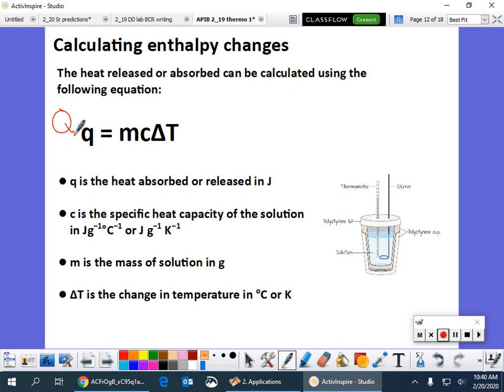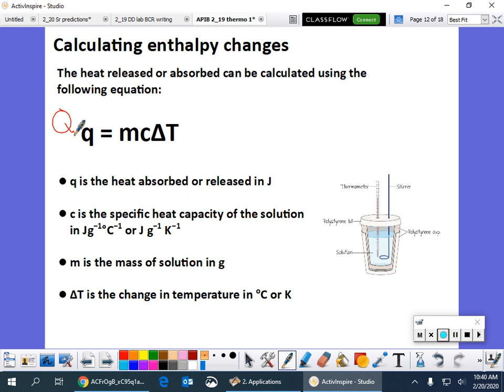So a lot of times these reactions are going to be happening in solution, and the mass is going to be how much of the solution do we have. If we have less solution, it's going to take less energy to change the temperature. Okay? If we want to heat up the ocean, it's going to take a lot of energy. If we want to heat up a mug of water for tea, it's not going to take that much energy. Okay? So mass of the solution is going to be in grams.